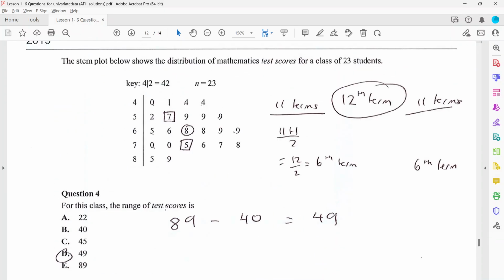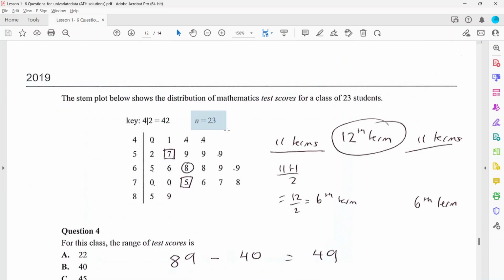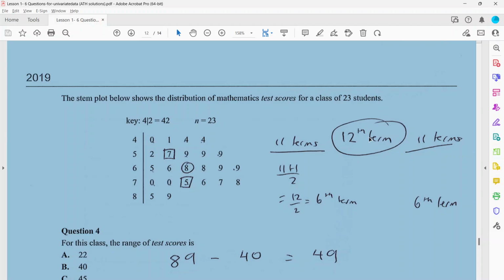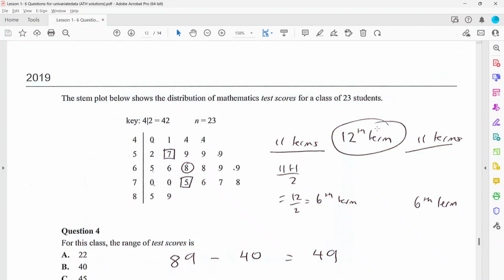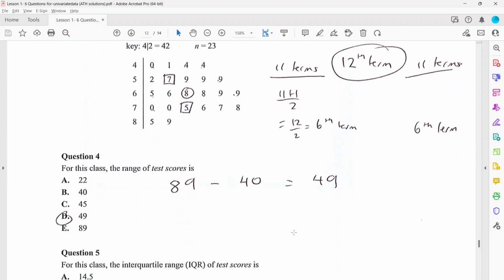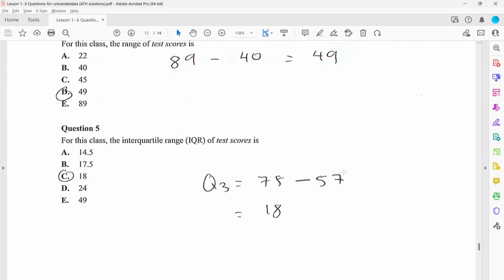The IQR, same thing once again. We've got 23 total numbers. If it's an odd number, we should have a middle number. So that's the 12th term. 11 on the left, 11 on the right. The 6th term is our Q1. So that's the 57. And the 6th term after the median is 75. So our IQR is 75, take away 57, which is 18.